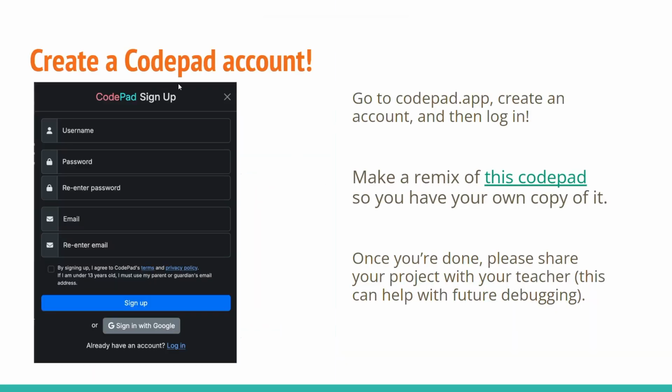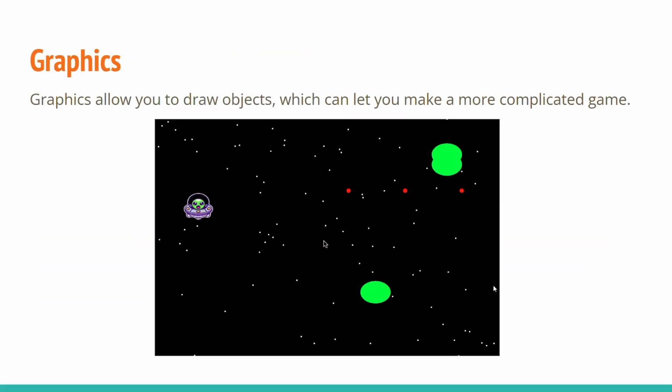Okay, graphics. If you haven't already, you're going to want to create a CodePad account. So go to codepad.app, create an account and log in, and then make a remix of this CodePad, which is essentially some starter code we've provided. That'll get you through all of the boring stuff and the stuff that's a bit more complicated so you can get to making the game. And then you're going to share your project with your teacher. That way they can take a look and help you out with any debugging that needs to happen.